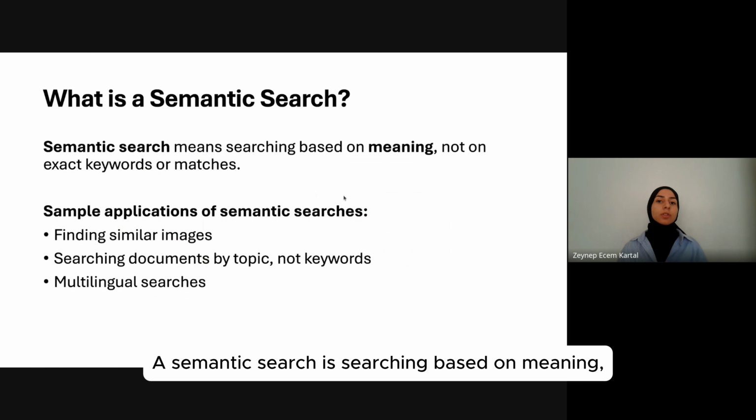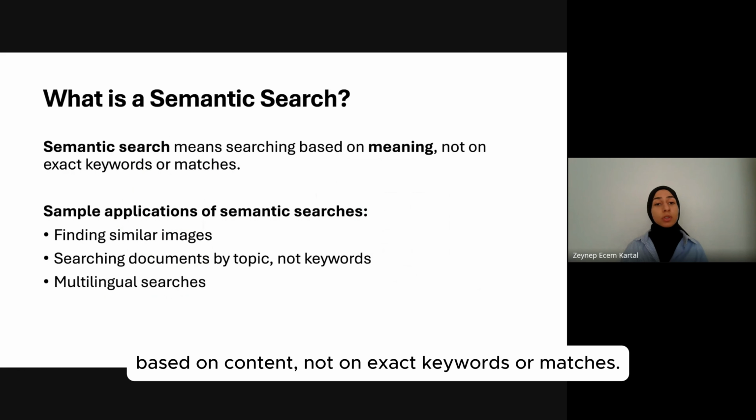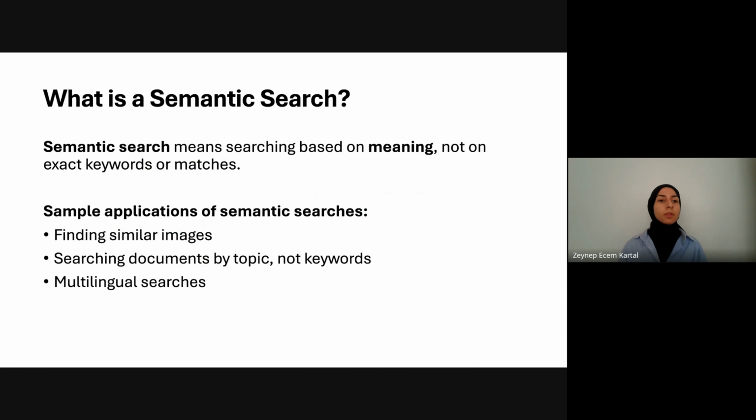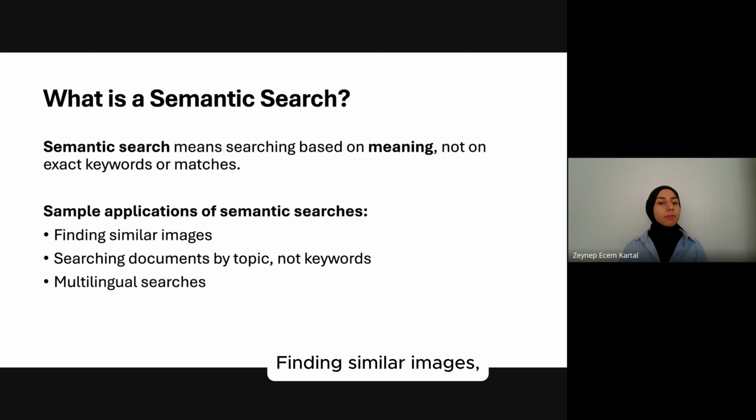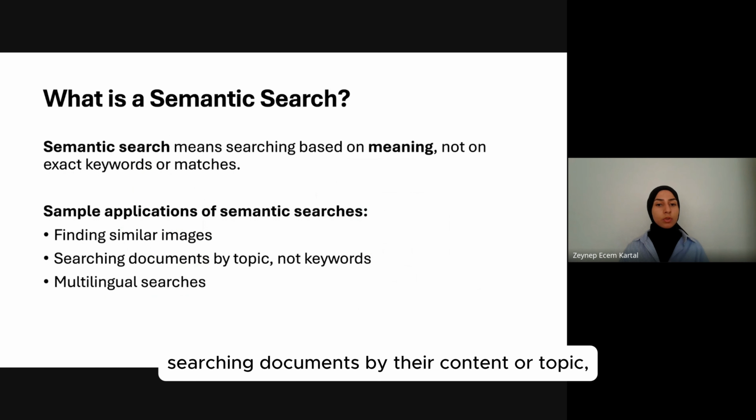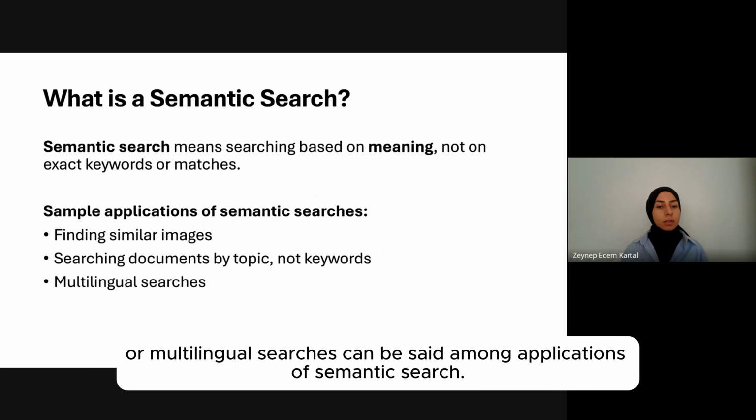And semantic search is searching based on meaning, based on content, not on exact keywords or matches. There are various application areas of semantic search: finding similar images, searching documents by their content or topic, or multilingual search can be said among applications of semantic search.